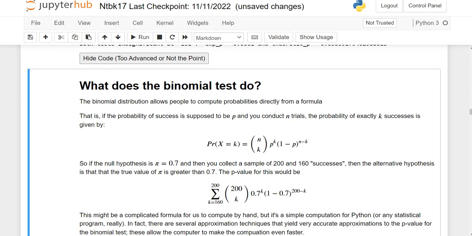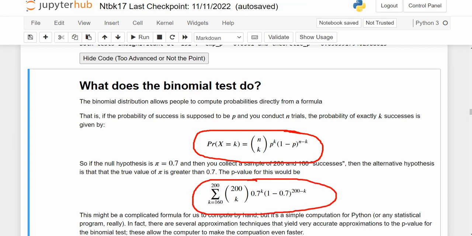So the binomial test, they actually give this probability formula that it uses. And, okay, and then we sum all these things up. This shows this current example mathematically what we do.